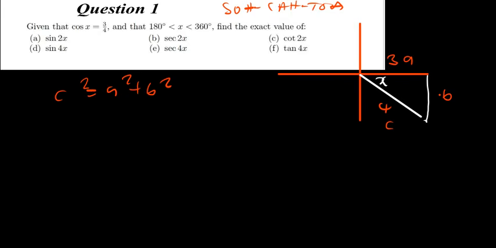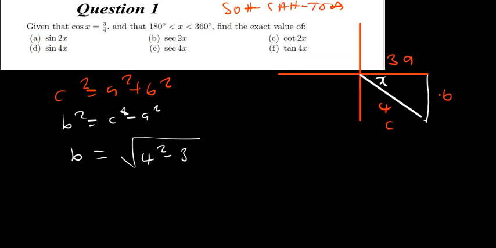Yes, we know it. Then I want to find b, so shift a squared to the other side: b squared is equal to c squared minus a squared. Get the square root. What is my c? My c is 4, squared, minus a, which is 3, squared. So it will be the square root of 16 minus 9, which is 7. So this part is the square root of 7.